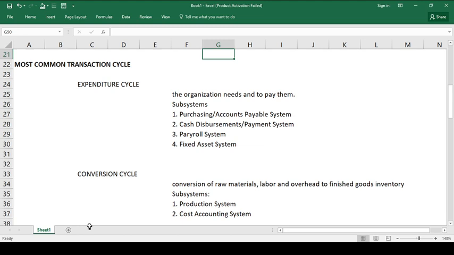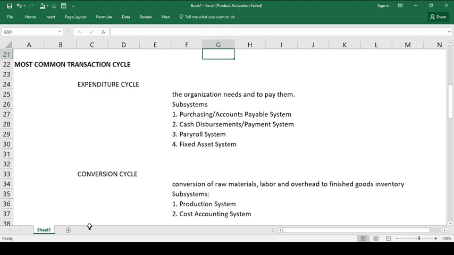Including in this expenditure cycle is the payroll system, okay? How a salary is being computed, how it is disbursed, does the payroll disburse manually or in a bank-to-bank process? This is part of the expenditure cycle. Fourth, we have the fixed asset system. This refers to the acquisition of fixed assets such as land, equipment, building, and other fixed assets, including intangible assets.